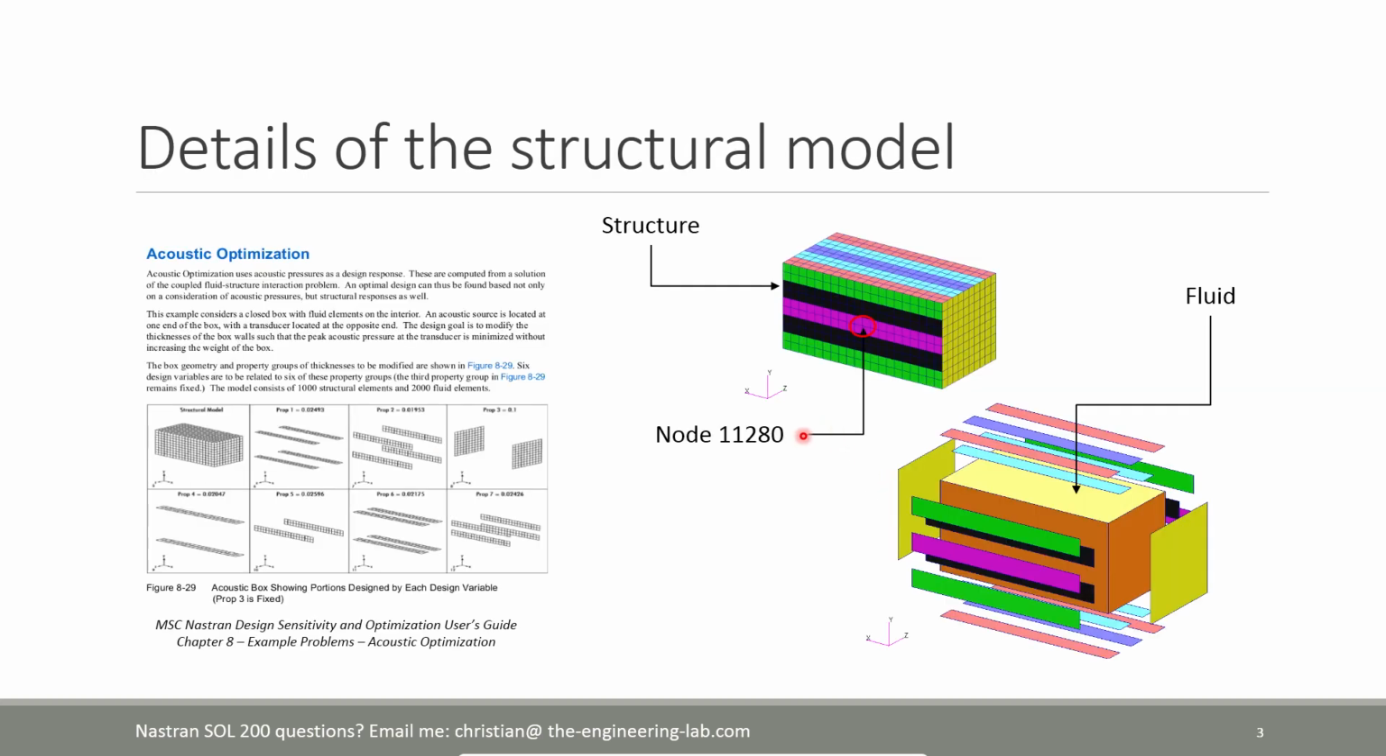So now, where do you find this example? This example can be found in the Nastran Optimization User's Guide, Chapter 8. The example is called Acoustic Optimization. Basically, we have a fluid cavity enclosed by a structural mesh. We are going to be varying some of the dimensions of the thicknesses so we can minimize the acoustic pressure, if you will.